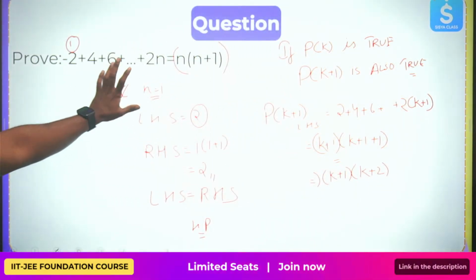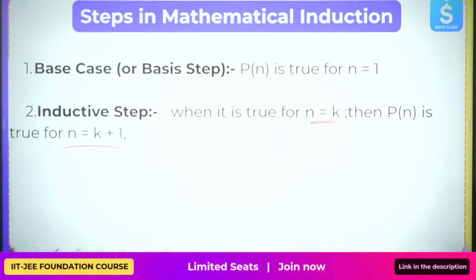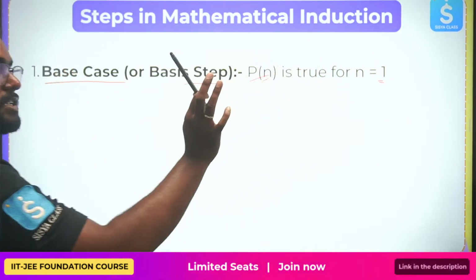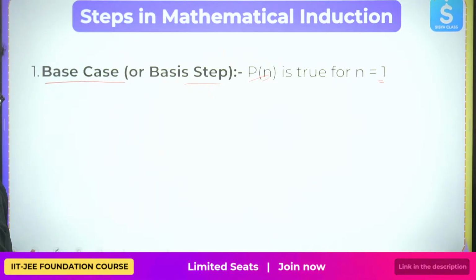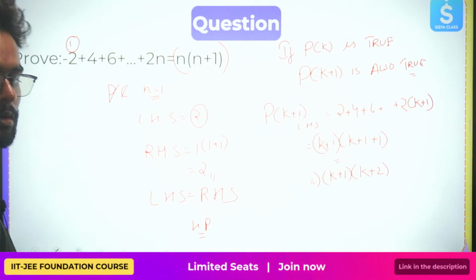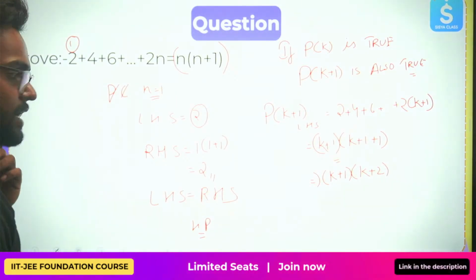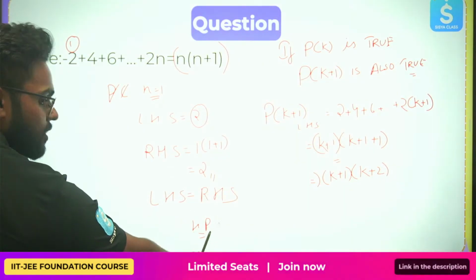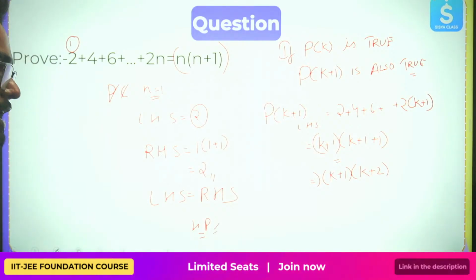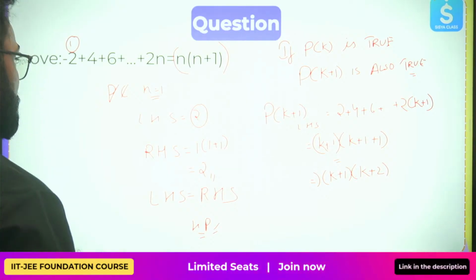Got it? What were we doing? We were taking the first condition, the base step, where we have considered that P(n) is true for n equals 1. We have considered the first term and we have got this. Now, what can we do? Plus 2 into k plus 1. So in this case, we are continuing. In the first case, we have got LHS equal to RHS. Then P(k) is true. If so, then P(k plus 1) is also true.